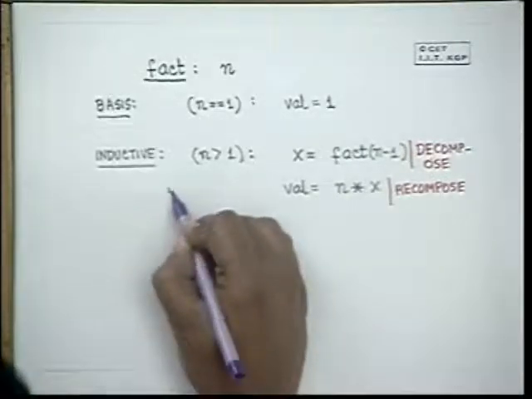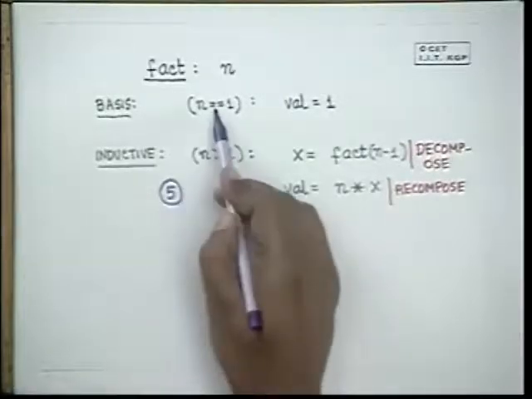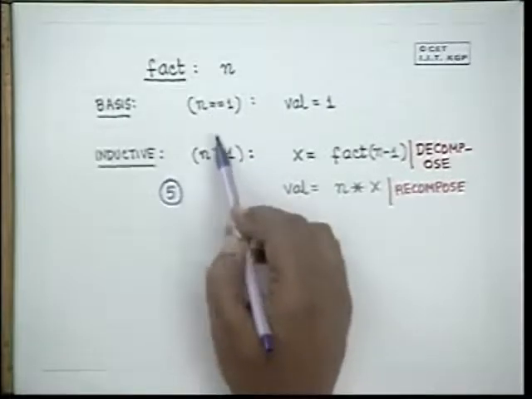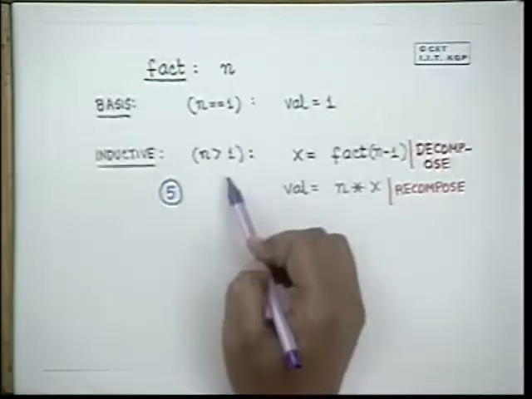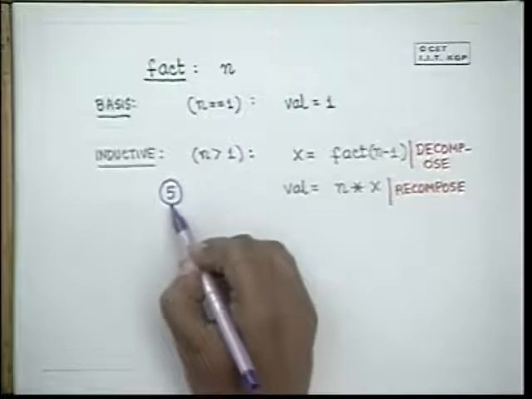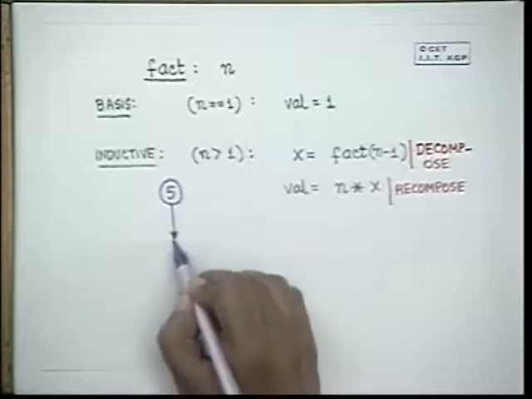These conditions have to be mutually exclusive. They cannot overlap. So only one of the conditions will hold, and based on the condition which holds, you break it up. This is a diagrammatic representation of what we are going to do.